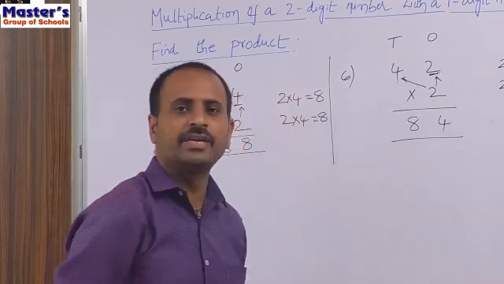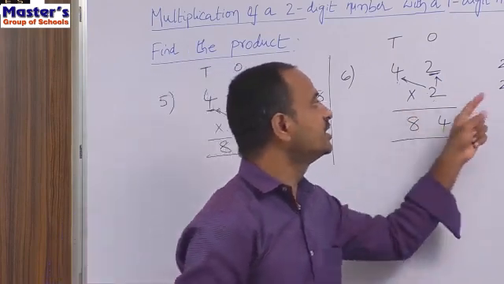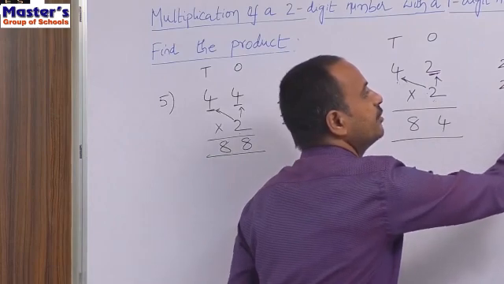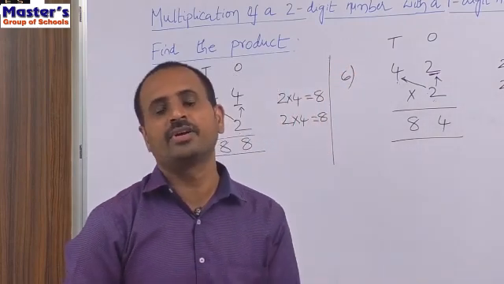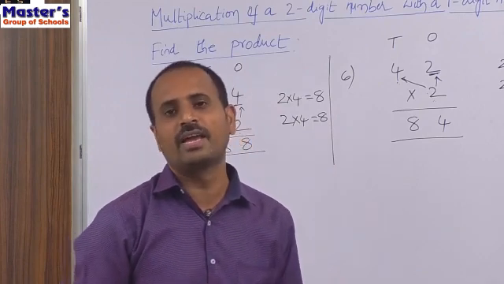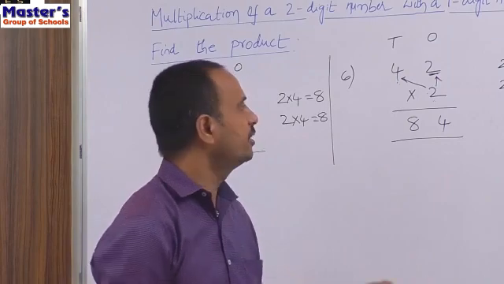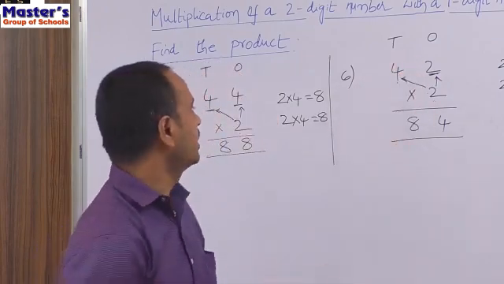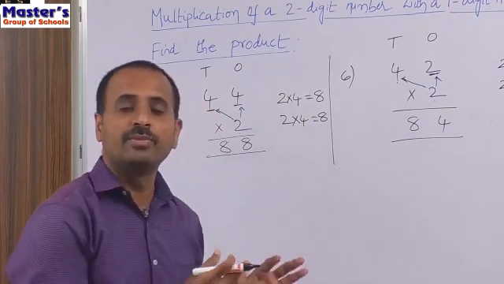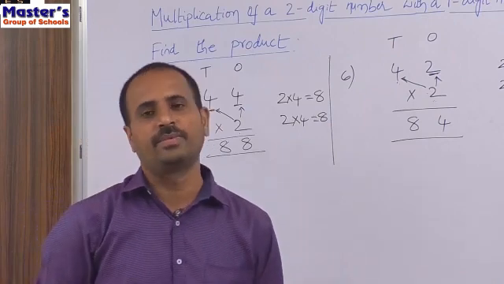So children, in this way we have to do the multiplications without carrying. All these multiplications are without carrying because the product in each case is a single digit number. If the product is a single digit number, then there is no need to carry, and we write the whole 1-digit number under ones place, under tens place. So these are the example problems for the multiplication of a 2-digit number with a 1-digit number.